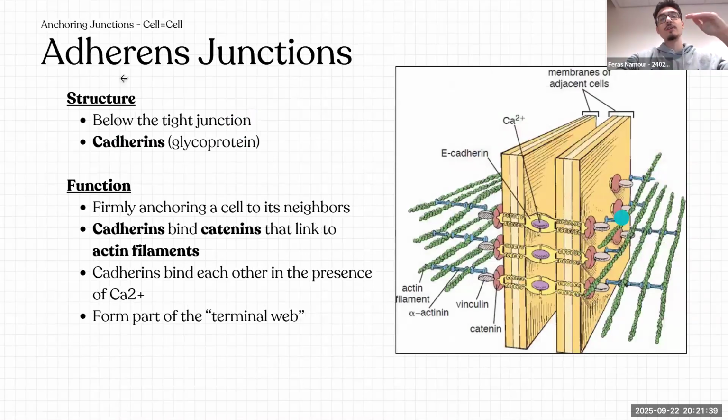Then under it is my adherens junction. My adherens junction is not as strong. It's one protein, cadherin, and it attaches itself to catenins and then actin filaments. All right. This is the mechanism, but you don't really need to focus on it.